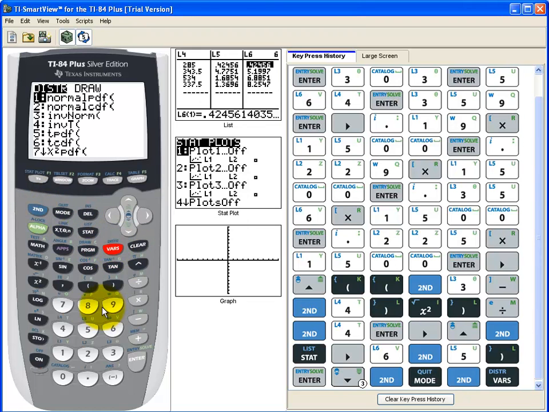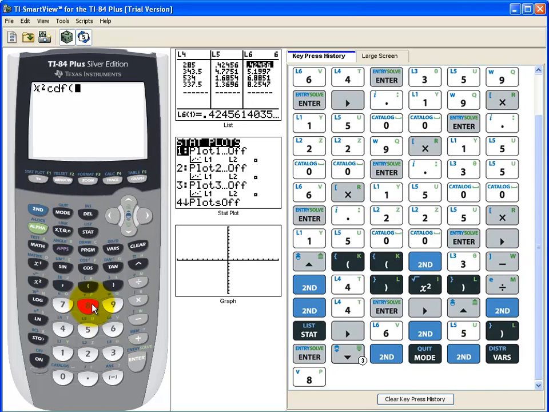And on this calculator, number 8 is the chi-squared CDF, so that's the one we want. And the lower limit, if you recall, the syntax is lower, comma, upper, comma, degrees of freedom. Degrees of freedom is the number of categories minus 1. So in this case, we had 4 categories. 4 minus 1 would be 3, so it's 3 degrees of freedom. So anyway, here, let's key this in.